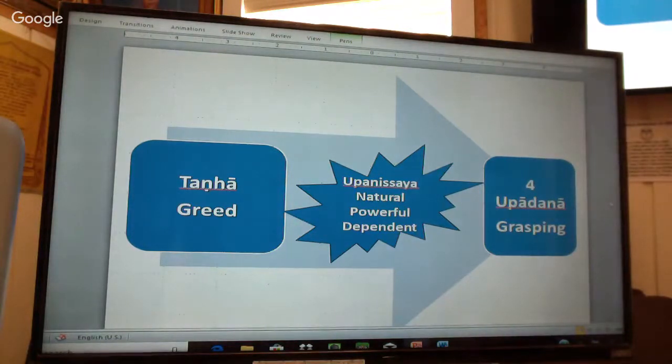And tanhapaccaya silabbatupadana. Silabbatupadana is many wrong practices, like some who followed the Buddha and tried to practice like a dog. That kind of wrong practice comes from greed, tanha, isn't it?